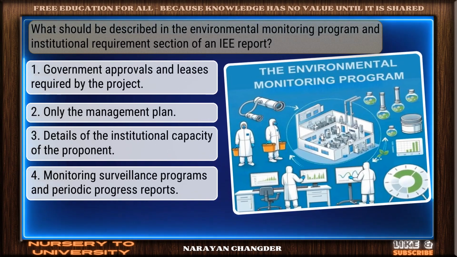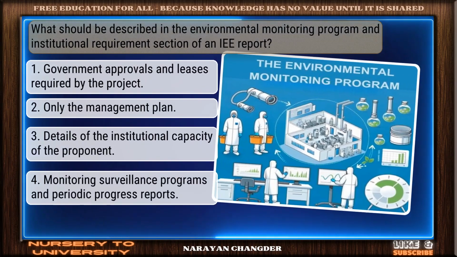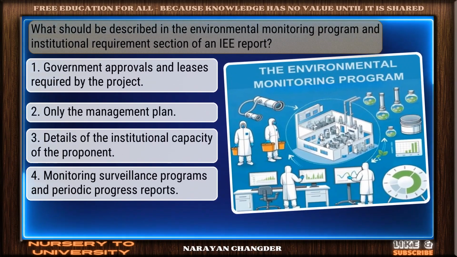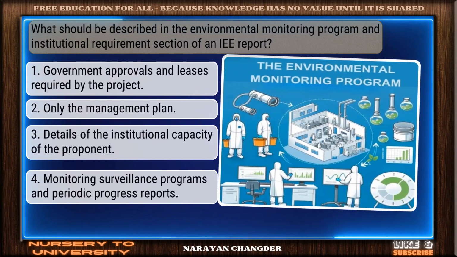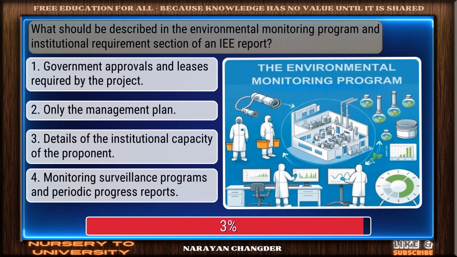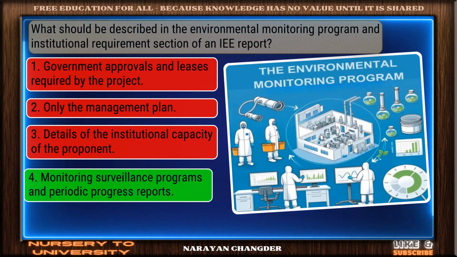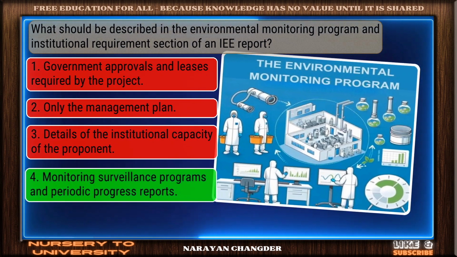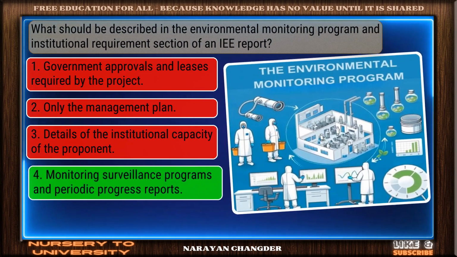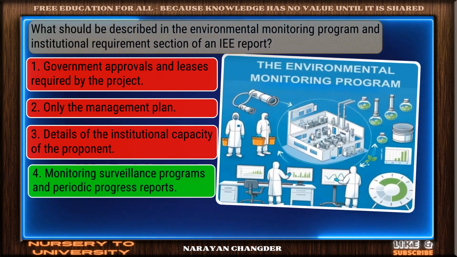What should be described in the Environmental Monitoring Program and Institutional Requirements section of an EIA report? Good thinking. Monitoring surveillance programs and periodic progress reports is the right answer.